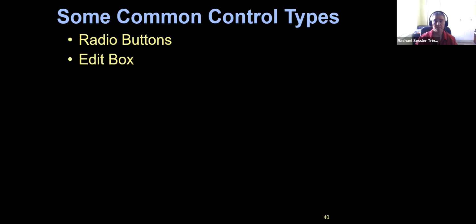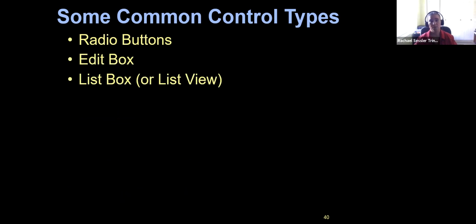So some common control types, and what I'm talking about here is when you're navigating not only in dialog boxes, but in different application windows, and also of course on web pages, you're going to have different types of controls to interact with. Some of those common controls are radio buttons, edit boxes, so places where you could type, list boxes, or list view.